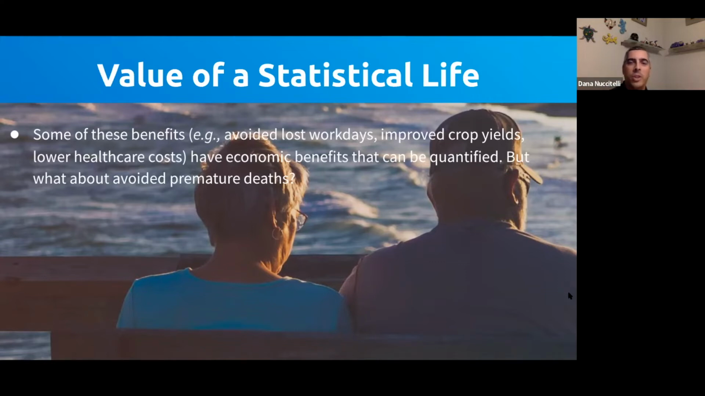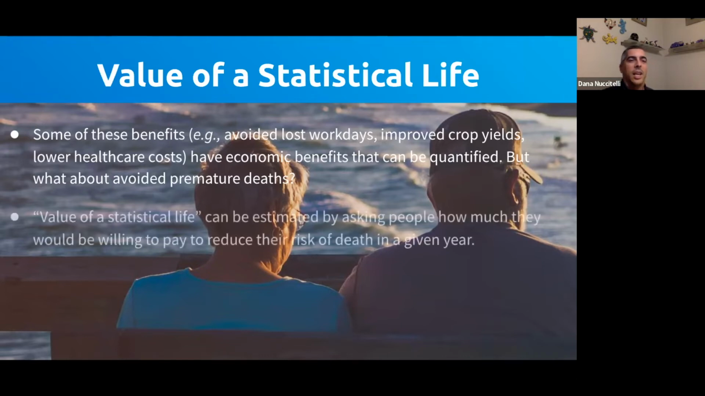But avoiding premature deaths is a very hard thing to quantify in terms of dollars, because you're avoiding a death, but what is that worth exactly? And of course, avoiding a premature death has a huge benefit just in and of itself. But the problem is when we're doing these cost benefit analyses of what's the cost of a climate policy versus what the benefits of the climate policy are, that is in dollar terms. And so if you're going to include the value of avoiding premature deaths in these cost benefit analyses, then you have to somehow put a dollar value on it.